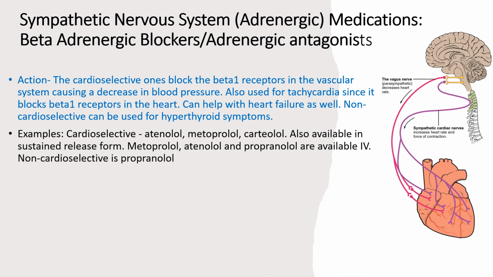The cardioselective ones are atenolol, metoprolol, carvedilol. Some of these are also available in sustained release. Metoprolol, atenolol, propranolol are also available IV, and propranolol is the one that the hyperthyroid patients use. It's non-cardioselective. It just relaxes them, it calms them down.